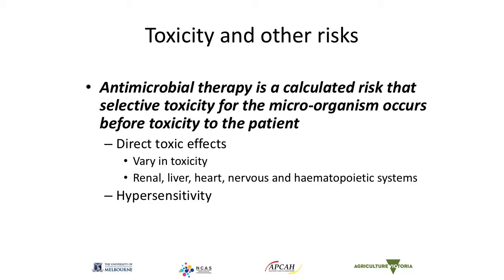Antibiotic therapy is always a calculated risk that the drug's more selective toxicity for the microorganism occurs before there are toxic effects on the patient. Antibiotics vary in their toxicity. The beta-lactams are relatively non-toxic, while the aminoglycosides are highly toxic. The organs and systems affected include the kidneys, the nervous system, the liver, the heart, and the hematopoietic system. Patients with known liver or kidney insufficiency should be closely monitored and dosages adjusted to avoid or minimise toxicity.